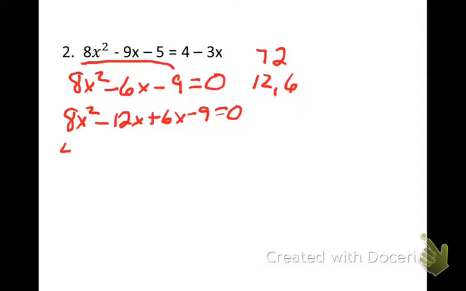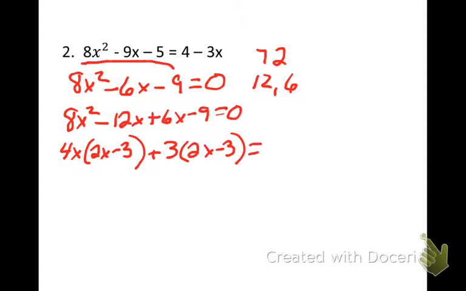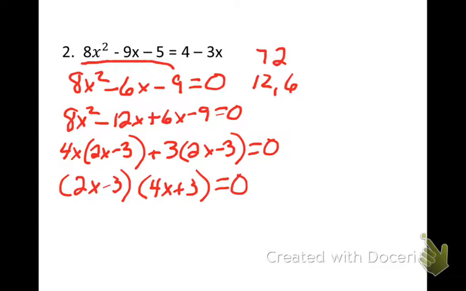So here, what do they have in common? A 4x, leaving us 2x minus 3. Here, what do they have in common? A 3, leaving us 2x minus 3. So now we have the binomial 2x minus 3 in common. Factoring that out, it leaves us with 4x plus 3. If you set each factor to 0 and solve, from this one you're going to add 3, divide by 2, so you're going to get 3 halves. This one you're going to subtract 3 and divide by 4, you're going to get negative 3/4 as your two answers.